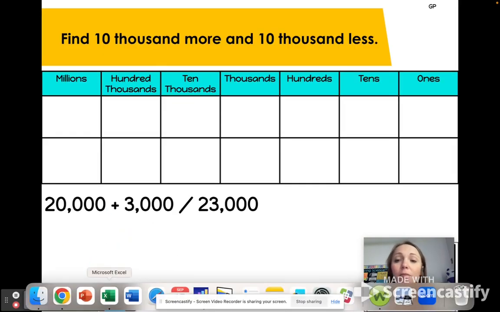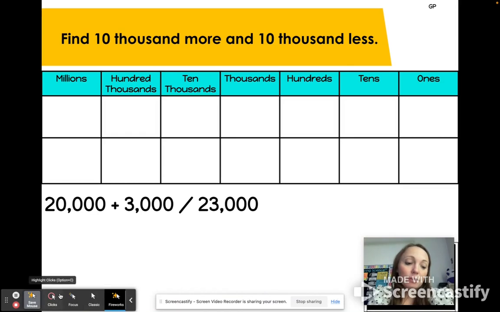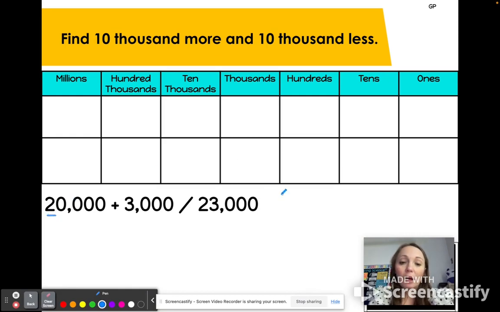All right, find 10,000 more and 10,000 less. So if I take a look at this, I see that I have 20,000. So I'm going to draw discs, right? And now I see here I have two 10,000s. Then I see here that I also have 3,000s. Okay. Now I see that these are my discs. And now I'm going to find 10,000 more and 10,000 less.